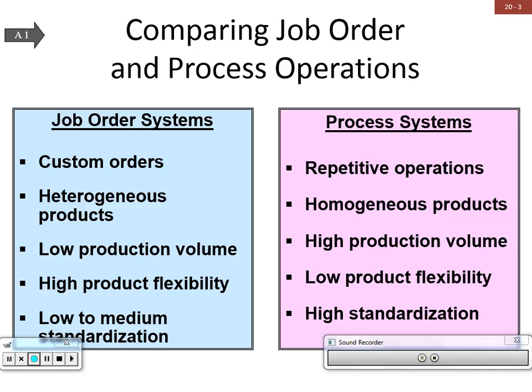Process systems are repetitive, meaning when they go through production, the production is the same every single time because the products are the same every single time. Homogeneous products, which means you're going to have standardization. Everything is going to be the same, everything is going to run through the same. High production volume, they produce in bulk. And low product flexibility. If what they're making is spring water, then there's not really much flexibility in that, right? Even if you decide to add some flavor to it, there's still going to be some standardization there because that's what the customer expects.